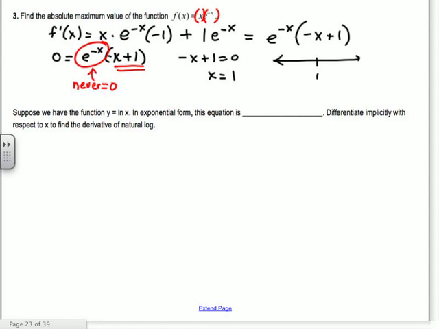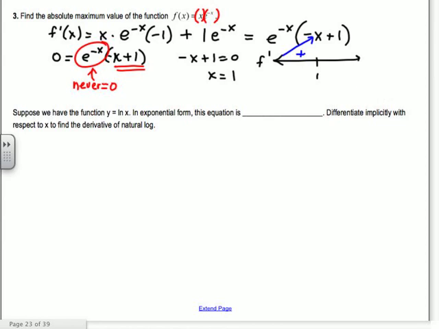So we do my sign chart, I put 1 on there. I'm testing things in f prime. Do you remember this from Algebra 2? We did critical values. These are critical values. So I want to test a number on the left of 1, so test 0. Test it into the derivative. If I test 0, I get e to the negative 0 times 0 plus 1. So e to the 0 is 1 times 1. So it's positive. All we're worried about is that it's positive, and that tells us that my original function is increasing.